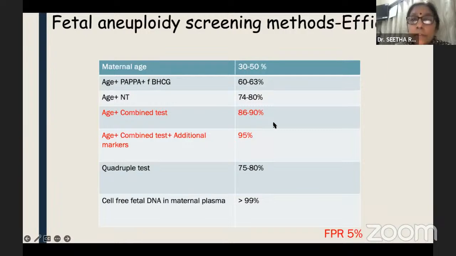Again, these are the sort of efficiency for the screening methods, where you add quadruple and everything. But if you add cell-free DNA, the sensitivity of picking up Down syndrome especially goes into the range of 99%. So it's a very, very good test for trisomy 21, and 18 and 13 to a lesser extent. But it is not a diagnostic test because it still only screens the fetus. It does not actually assess the fetal DNA. It just compares the method, as I will talk about.